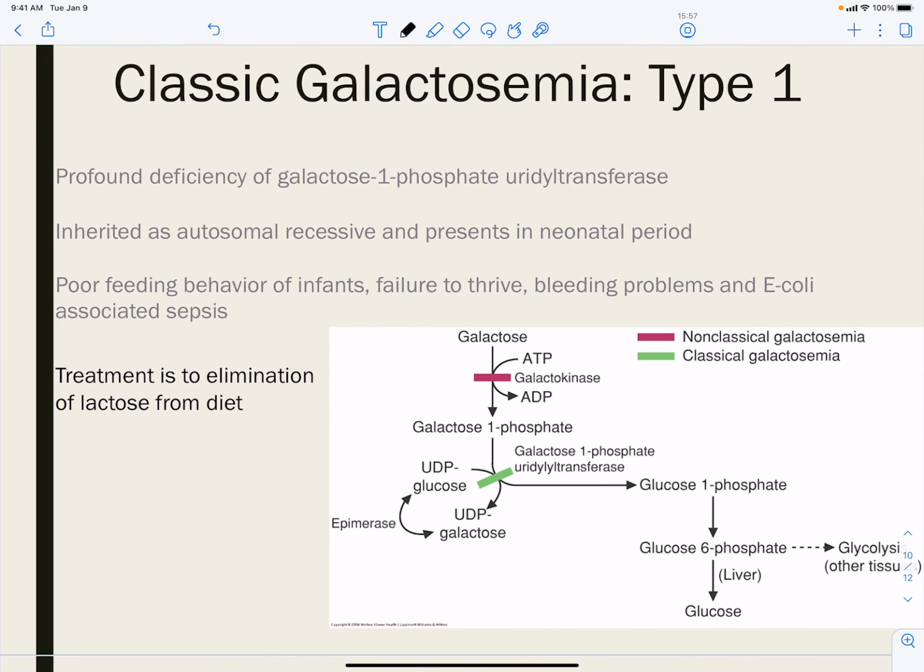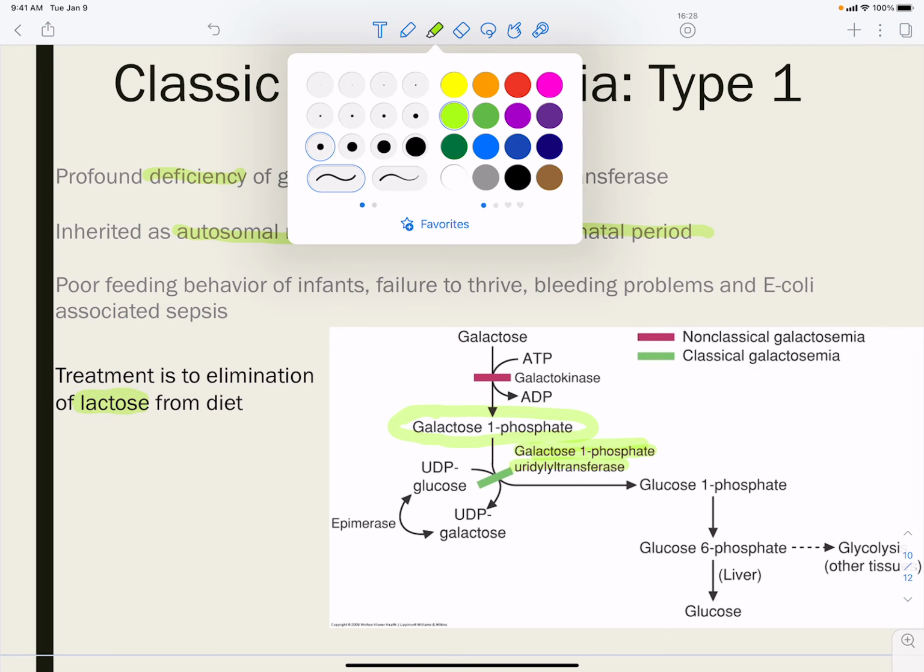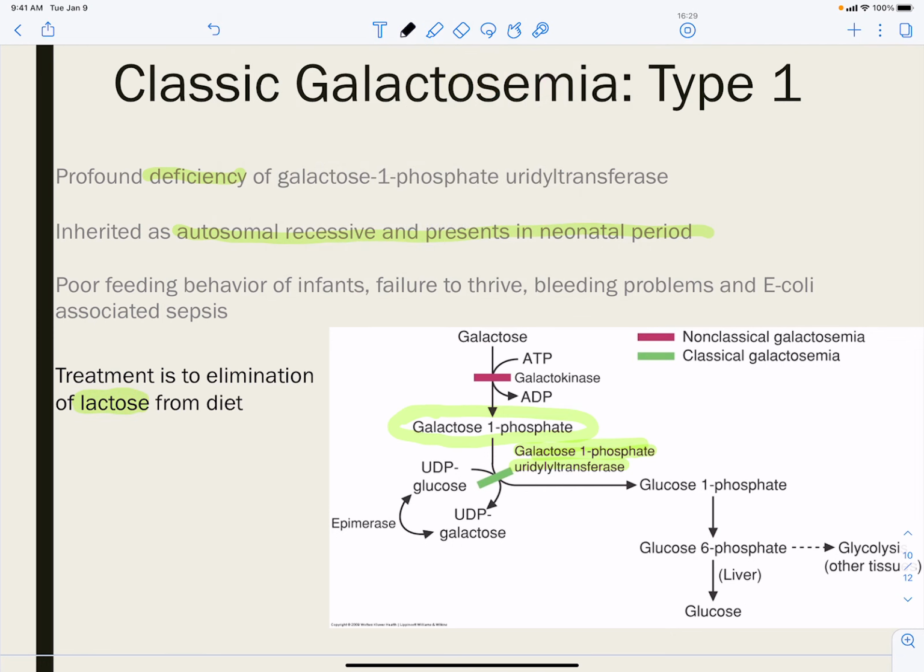So we have classic galactosemia, which is type 1, and this is a profound deficiency. This is going to be a galactose 1-phosphate uridyl transferase deficiency. And so again, you get stuck in this galactose 1-phosphate. This is autosomal recessive and presents always in neonatal periods. You're going to have failure to thrive, bleeding problems, potential sepsis, and you have to eliminate lactose from the diet because remember, lactose is going to be broken down into glucose plus galactose.